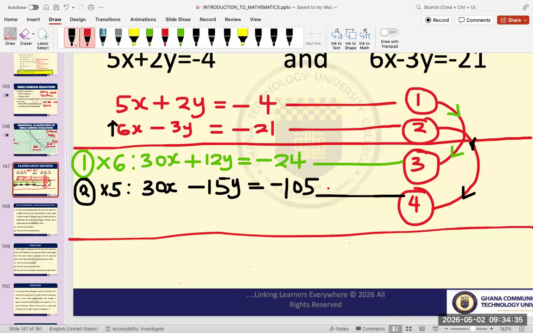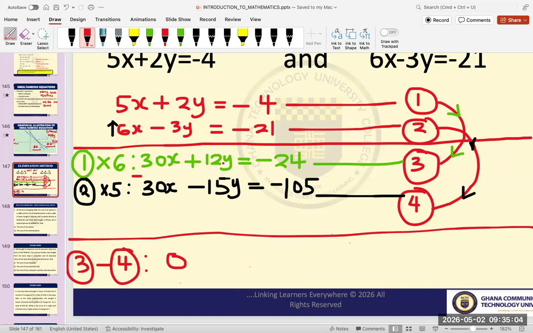So the next thing to do, now that you have equation 3 and 4, is to subtract equation 4 from 3 by writing 3 minus 4. It means you are taking the one below from the one above. So we go this way. 30x minus 30x, you have 0.